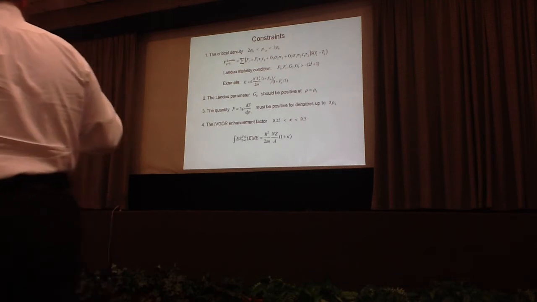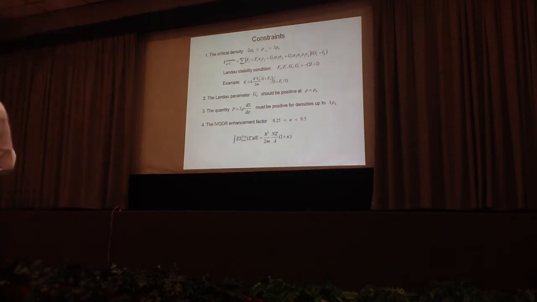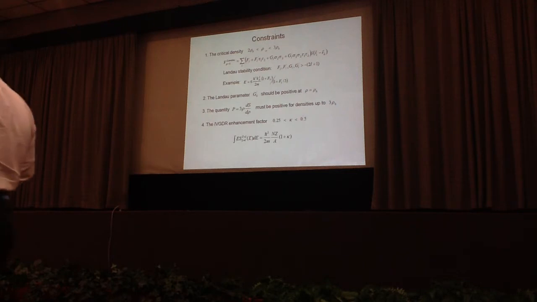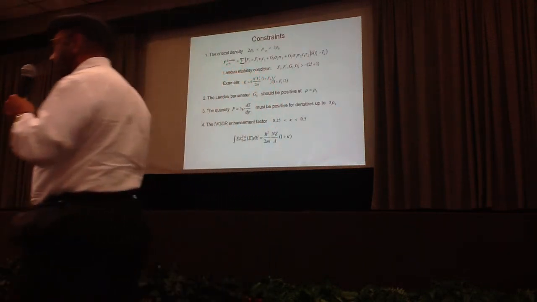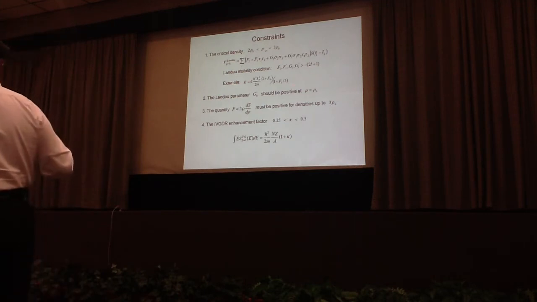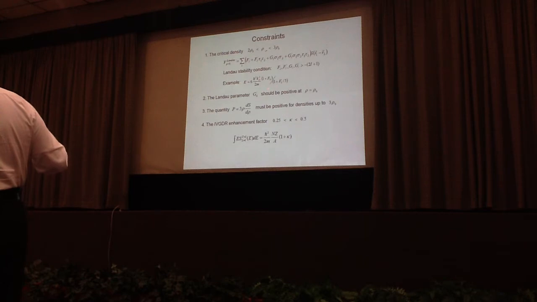First, the 12 stability conditions of Landau, the parameters F0, F1, F0 prime, F1 prime. The reason is to make sure that the energy density functional that I get will be stable under small oscillation. For example, the compressibility depends on F0 and F1. If F0 is less than -1, the compressibility will be negative.